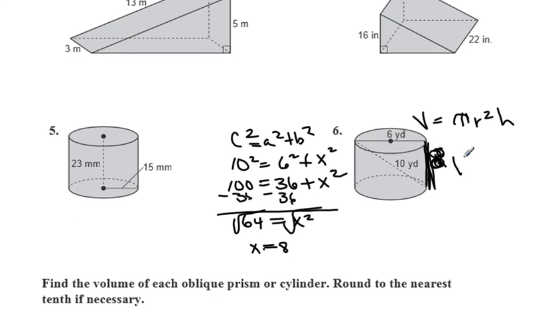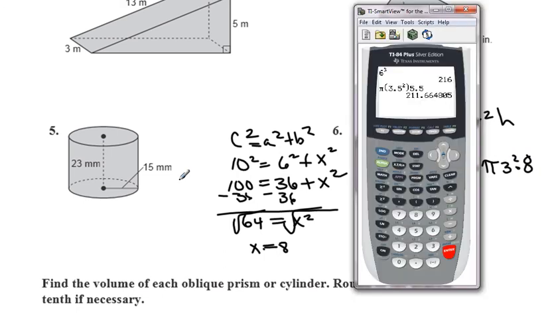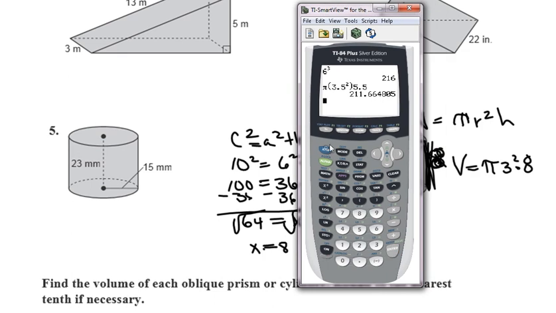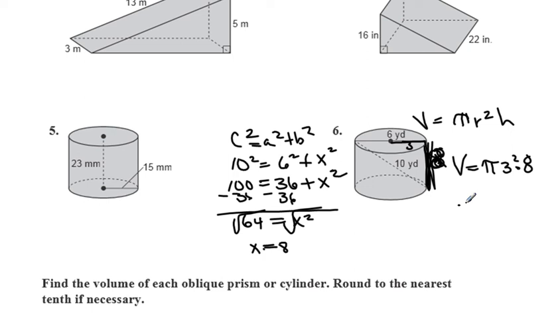So the volume is pi times the radius squared. The radius would be 3 times my height, which would be 8. So pi times 3 squared times 8 gives me a total of 226.2. And that is cubic yards.